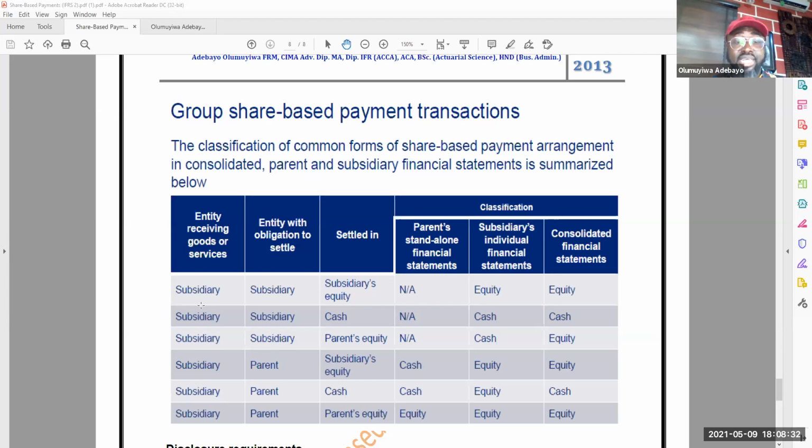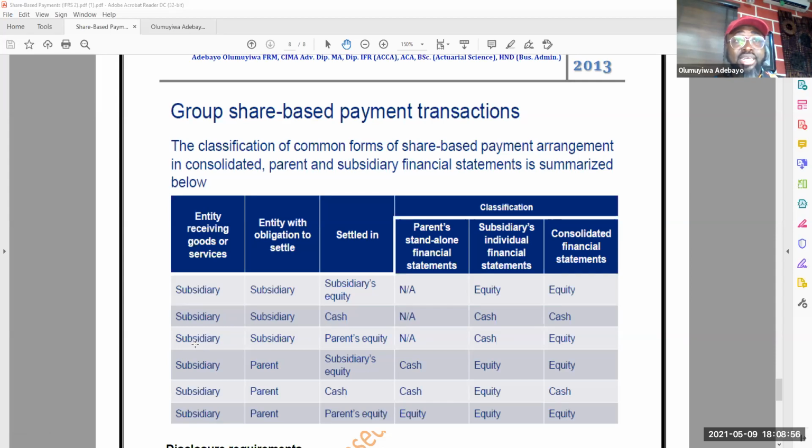But if the subsidiary receives the benefits of goods or services, and the subsidiary is obliged to settle, but is going to settle in cash, then it has no implication in the parent's book, but it has implication as cash settled, which is a liability in the subsidiary's book. And that also flows to the consolidated from the subsidiary.